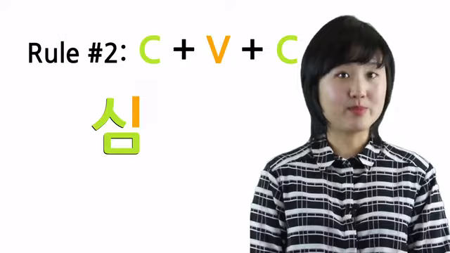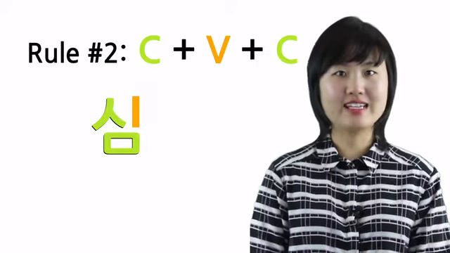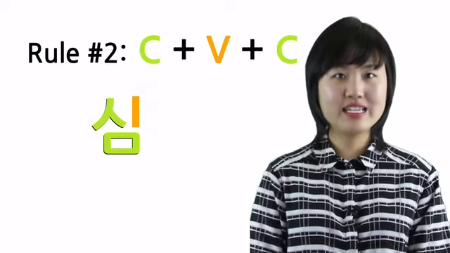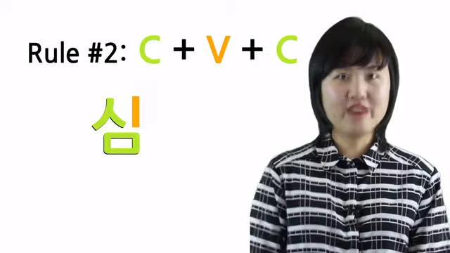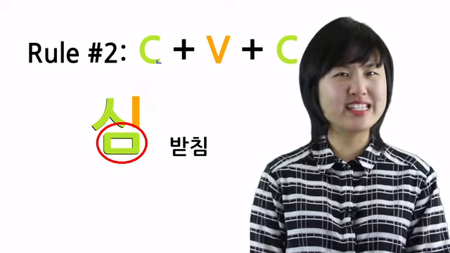Reading is the same as before. We have S, I, and M. Put them together and it becomes shim. Therefore, just know the rule that 받침 should be placed under the simple letter.